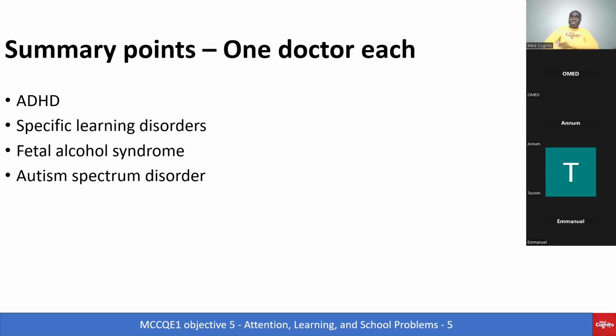Is the management also the same as the management of the attention deficits, managing ADHD? Well, with ADHD, we have stimulants, non-stimulants, a non-pharmacological approach and a pharmacological approach. But with fetal alcohol syndrome, it's mostly non-pharmacological, unless they have a medical or psychiatric condition which warrants a medication.